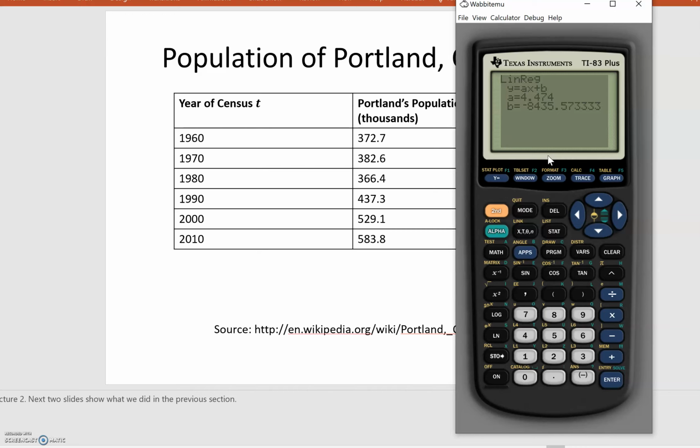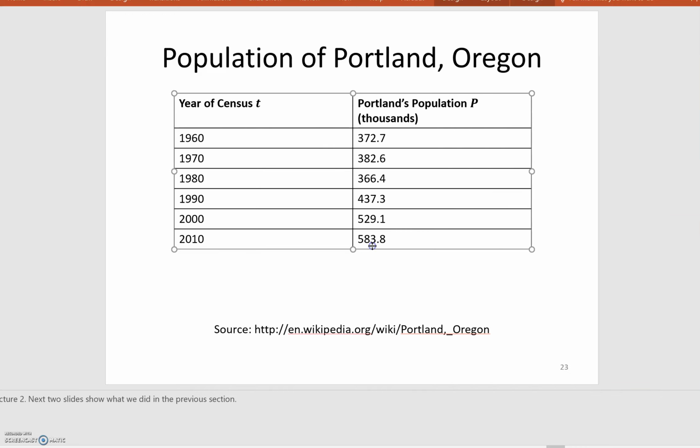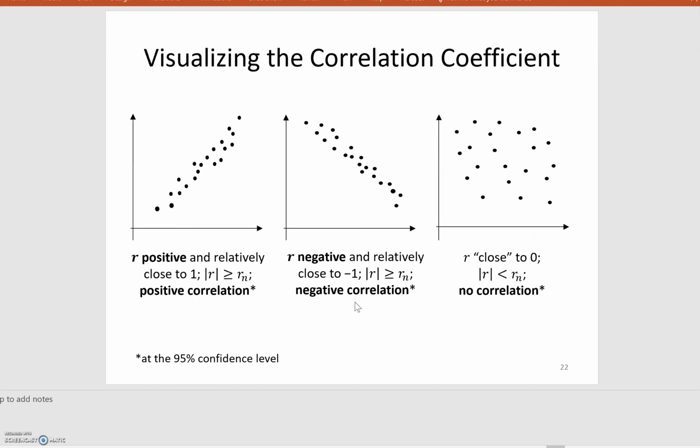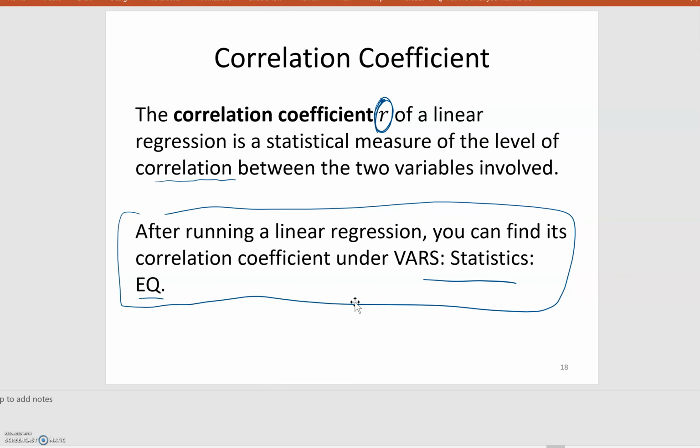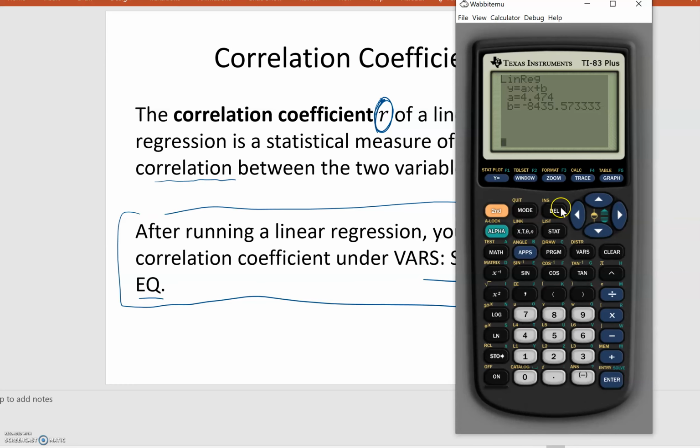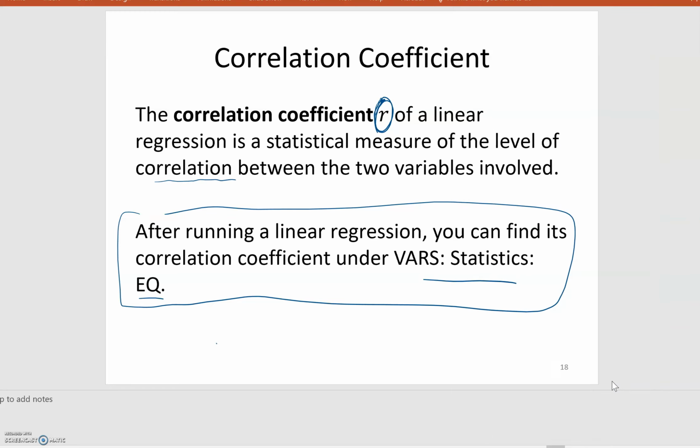And to get to the correlation coefficient, let me go back to the slide where that has the directions so you can see this. So it's vars, statistics, equation. So I go to vars for variables, and then number 5 is statistics. Scroll over to equation, and then number 7 is the correlation coefficient. So you select that, then hit enter, and it brings up this value, .91657. Let's write that down to 4 decimal places, so that will be .9166. Okay. So that's how you find your correlation coefficient.